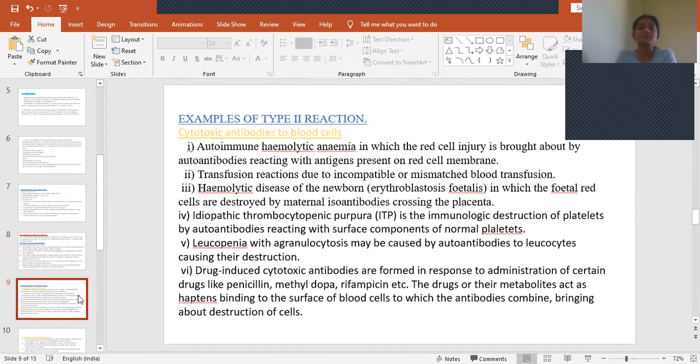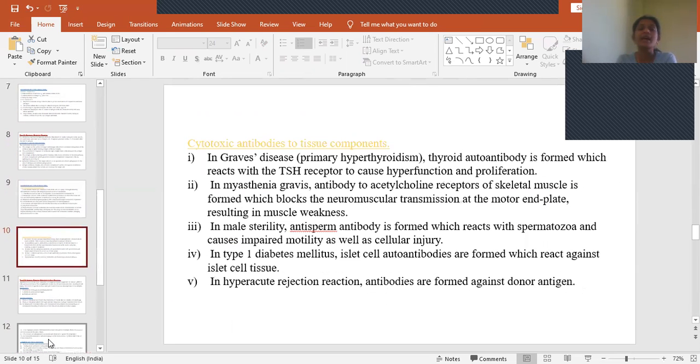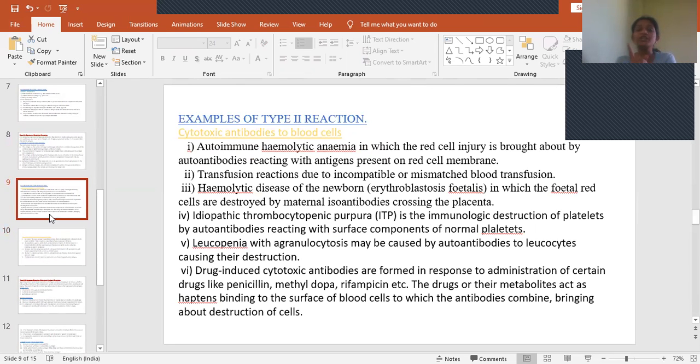And then coming to examples, it is of two types: cytotoxic antibodies to blood cells and cytotoxic antibodies to tissue components. Antibodies to blood cells include autoimmune hemolytic anemia. Generally the body identifies its own cells as foreign particles and causes breakdown of these blood cells by forming antibodies. And then hemolytic disease of the newborn, also called erythroblastosis fetalis.